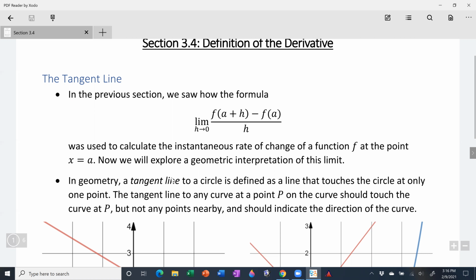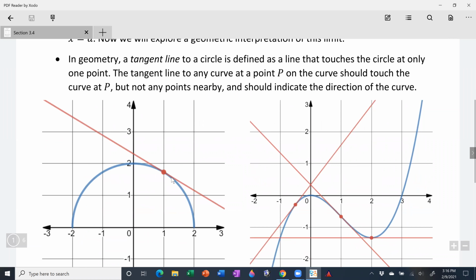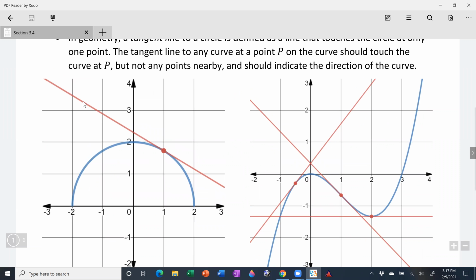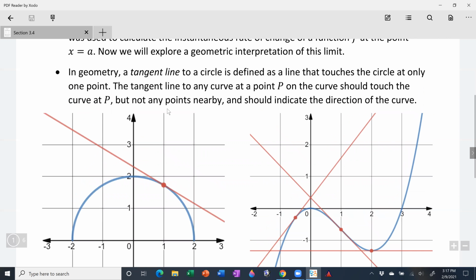Okay, so let's take a moment and think back to your geometry days. In geometry, a tangent line to a circle is defined as a line that touches the circle at only one point. In this image, I've got the top half of a circle, and we can imagine that this is a tangent line, and it just touches the circle at this one point. If the line passes through the circle and touches it at more than one point, then it's called a secant line. And we're going to get into the differences in that in just a minute.